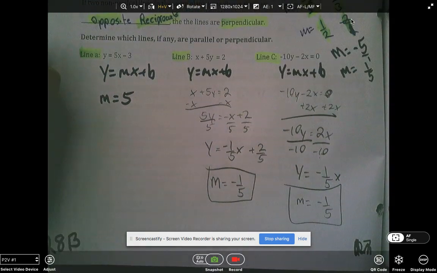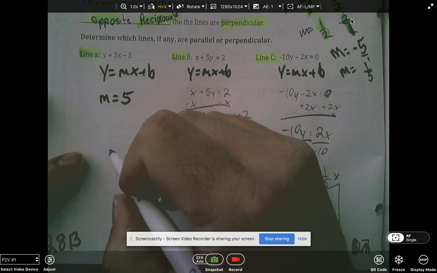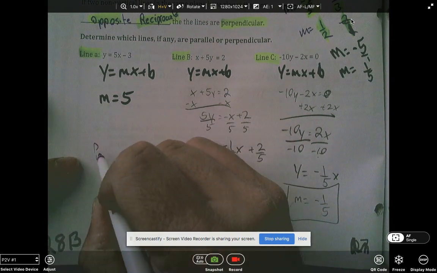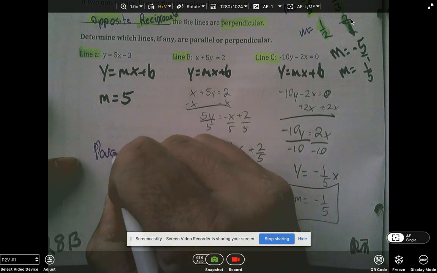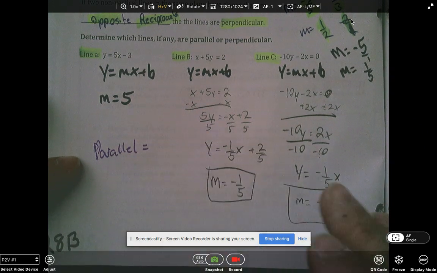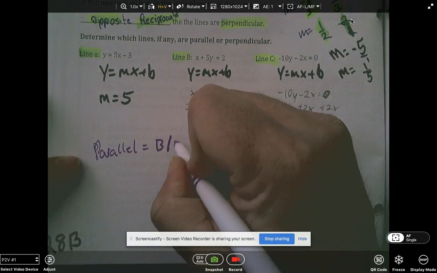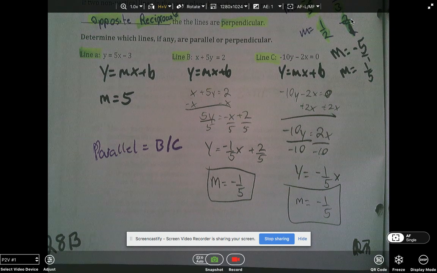Now that we have all the slopes, we can decide which are parallel and which are perpendicular. Can someone tell me, for lines A, B, and C, which two lines are definitely parallel? Hopefully you said B and C, because they have the same slope, so they're parallel.